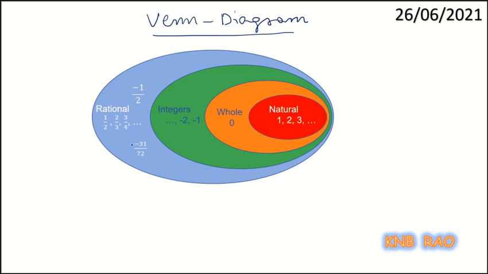So, this is the Venn diagram of the rational numbers, integers, whole numbers and natural numbers. That is what we have learnt so far. Then we will move on to some questions on these rational numbers.